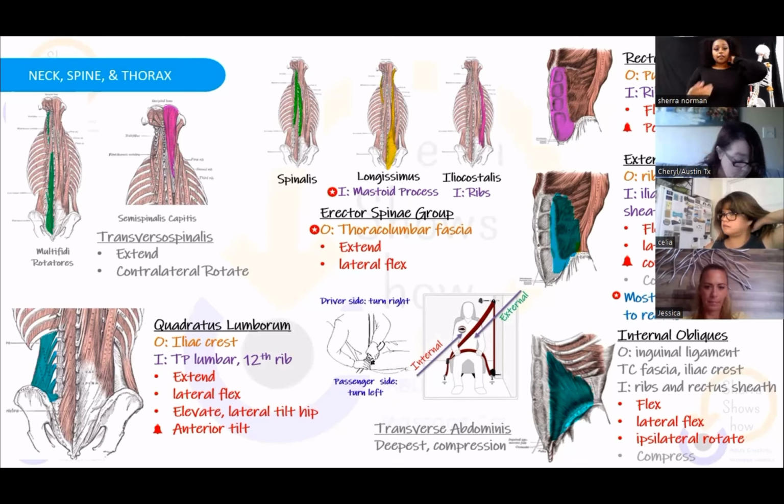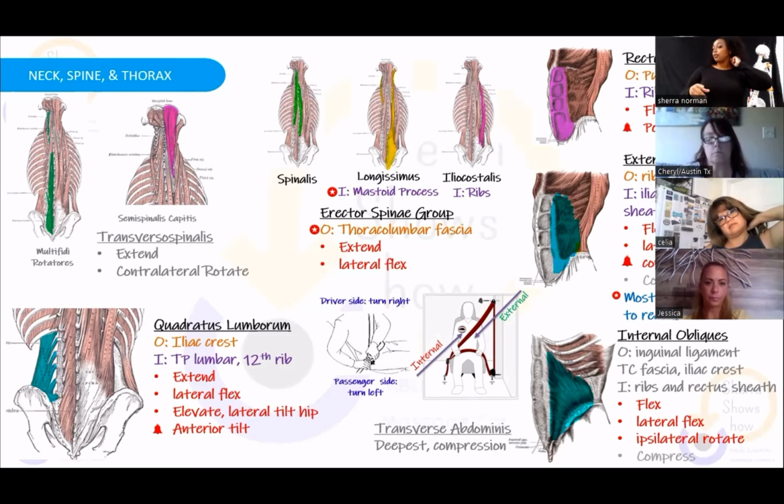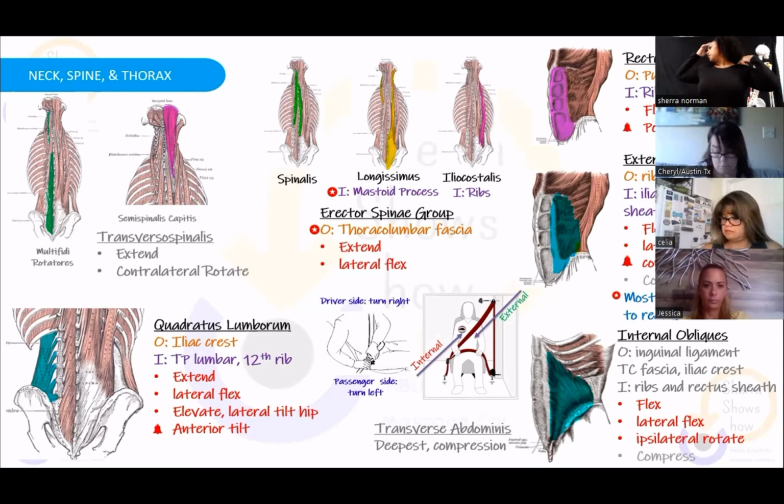If we rotate to the left, like the second option, that's going to shorten it. If we extend, it's an extensor, so it's going to shorten it. If we laterally flex to the left, it's going to shorten it. But if we rotate to the right, it's going to stretch that muscle. So these are how you're going to see these questions on the MBLEX.